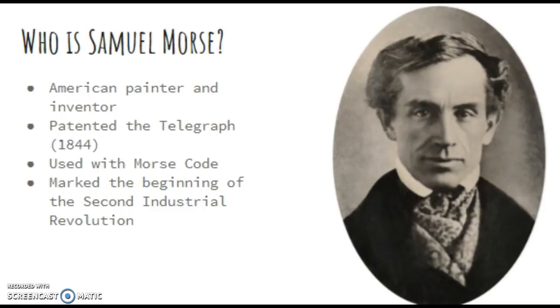He was an American painter and inventor, and he patented the telegraph in 1844. He used Morse code for the first time and marked the beginning of the Second Industrial Revolution. Understand that the Industrial Revolution was filled with inventors and scientists backed by business leaders who created an explosion of inventions and improvements that would forever change people's lives. The telegraph also revolutionized communications throughout the world, and Samuel Morse played a major role in this revolution.